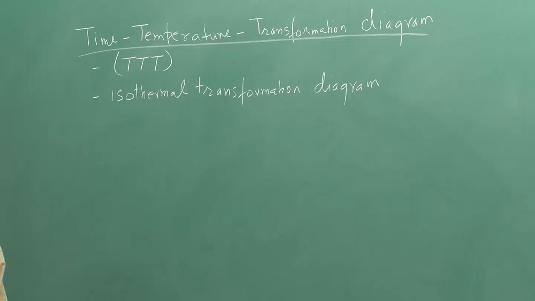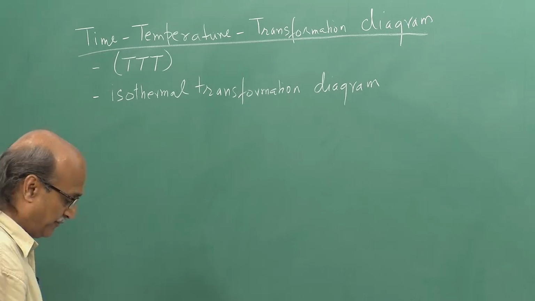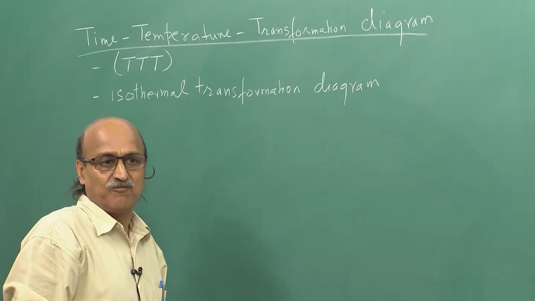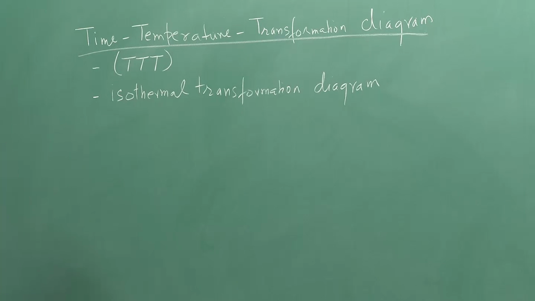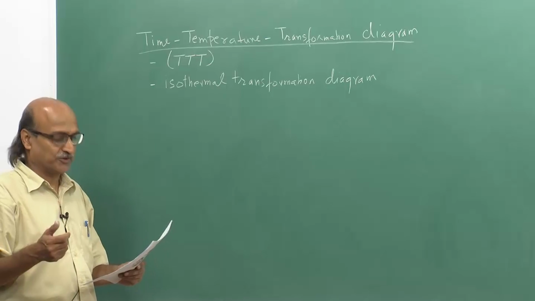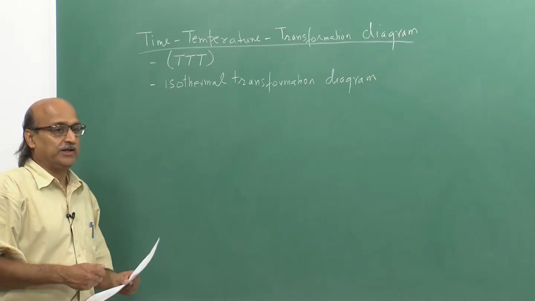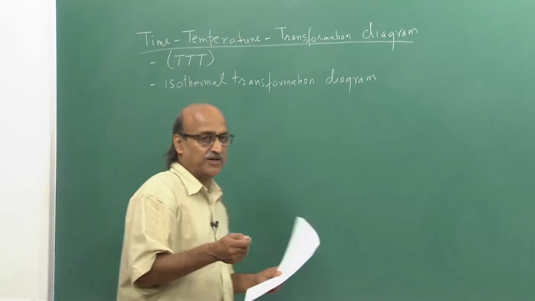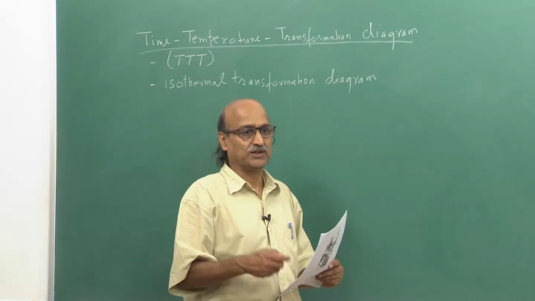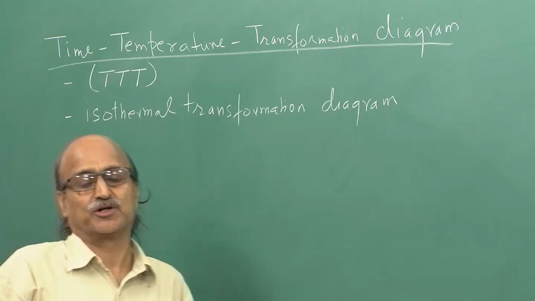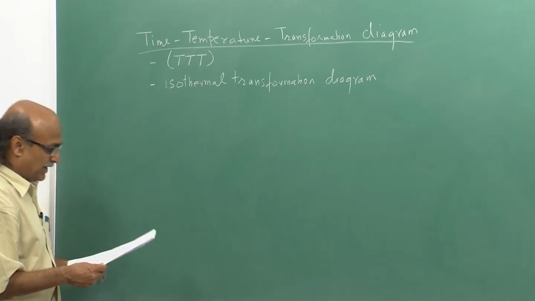Now, what is this isothermal transformation diagram or the TTT diagram? Well, in this diagram, very neatly, given conditions of temperature of transformation, it can tell us at different times what is the fraction of the transformed product.